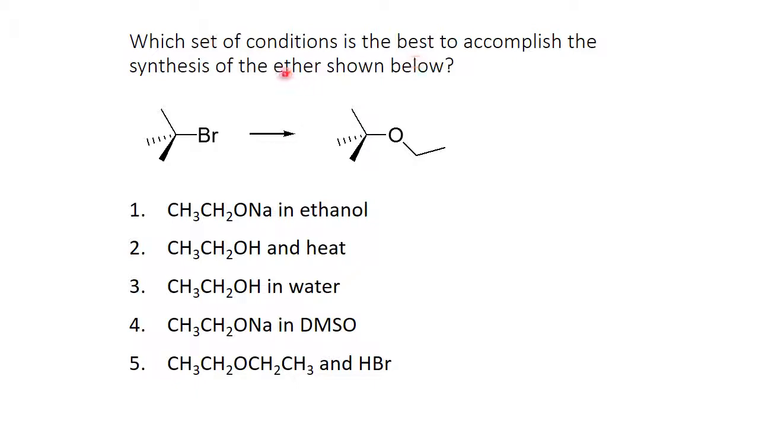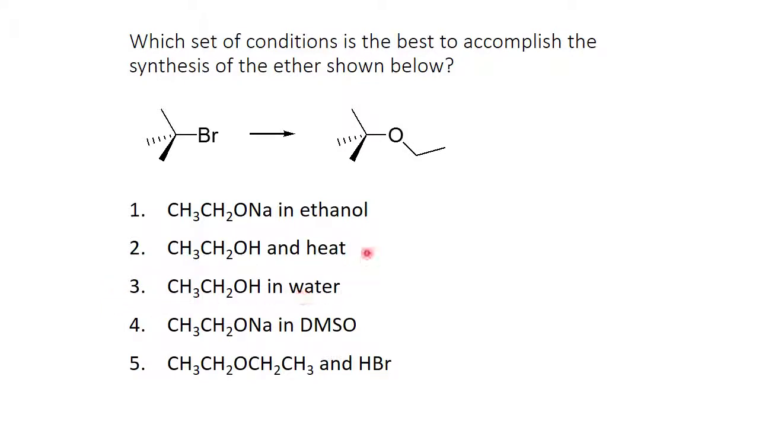Which set of conditions will give the following ether synthesis? Well, because this is a tertiary halide, we cannot use a basic compound. So this is definitely a no-no. What you would get would be the formation of 2-methylpropene. Likewise, this number 4 would give you the same result. If I use diethyl ether and hydrobromic acid, nothing would happen. You would have no change in the reaction.